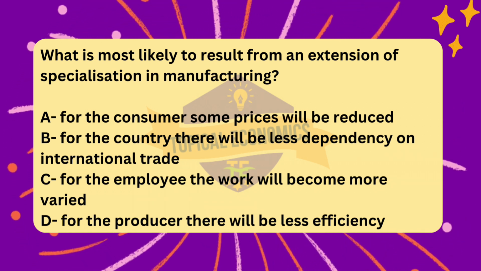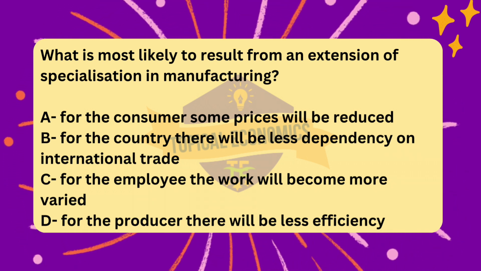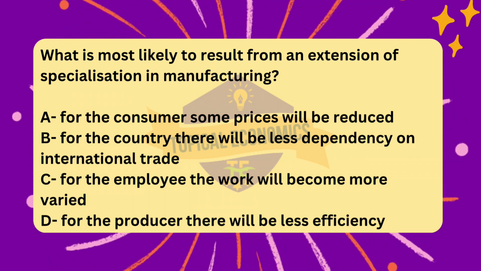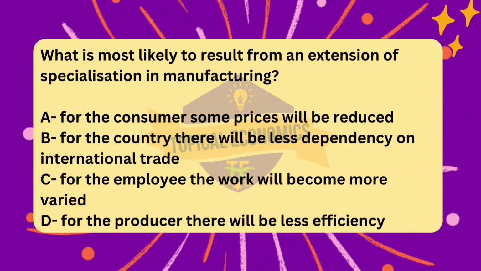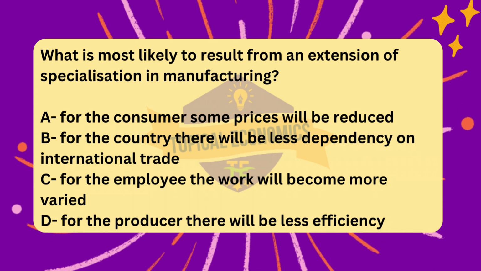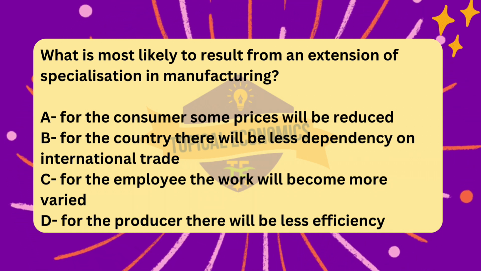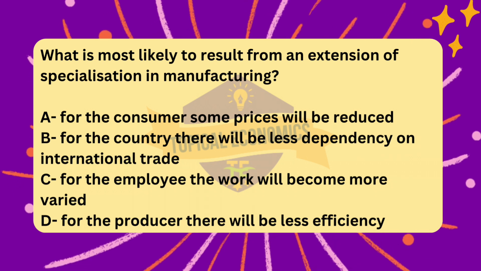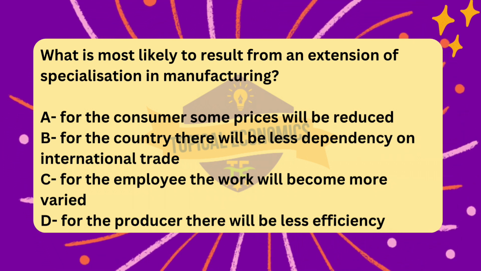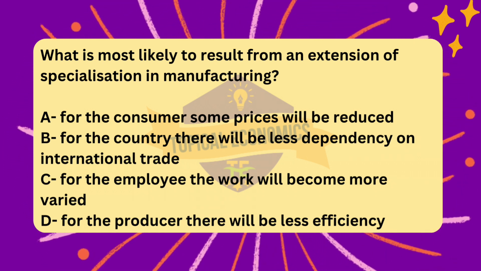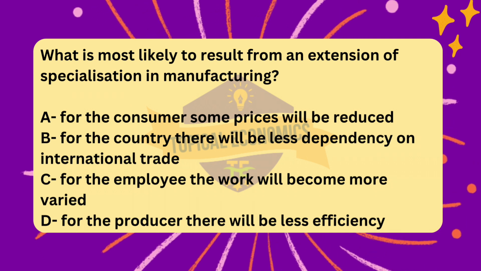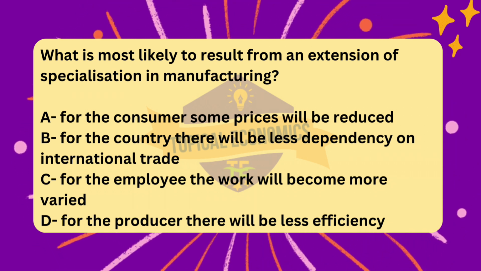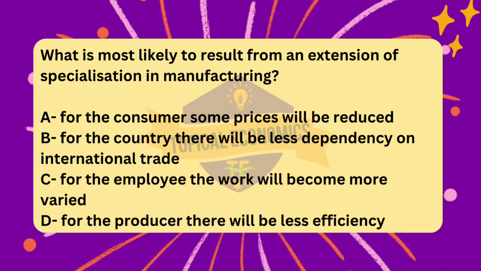Moving to question 13. What is most likely to result from an extension of specialization in manufacturing? A, for the consumer, some prices will be reduced. B, for the country, there will be less dependency on international trade. C, for the employee, the work will become more varied. D, for the producer, there will be less efficiency. Reference, 2015 February-March version 2. The correct answer for this question is option A, for the consumer, some prices will be reduced.